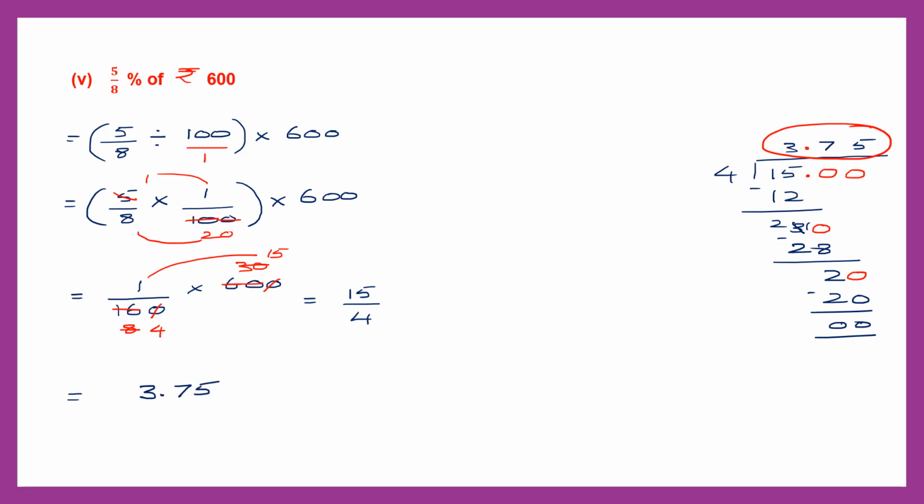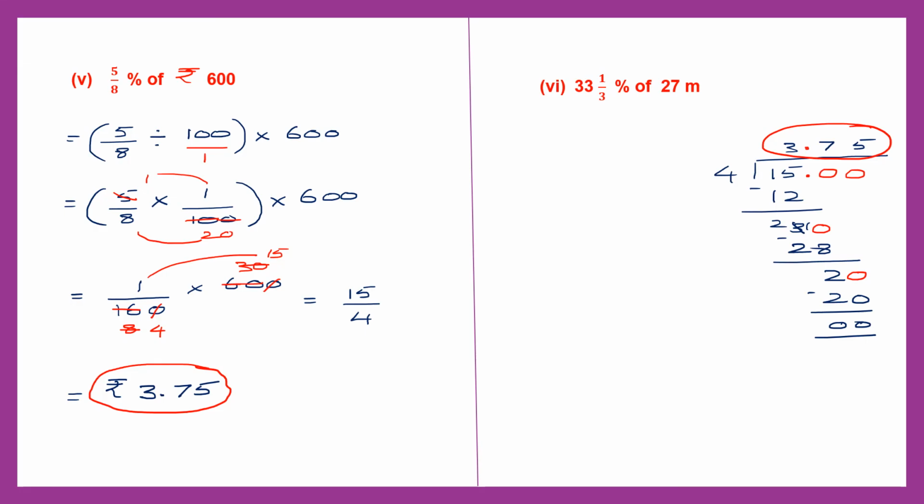3.75. Now what about the unit? Go back to the question. 5 by 8% of 600 rupees. So the answer will be rupees as the unit. So the unit here is rupees. So what is our final answer? 3 rupees and 75 paise. So this is our final answer.